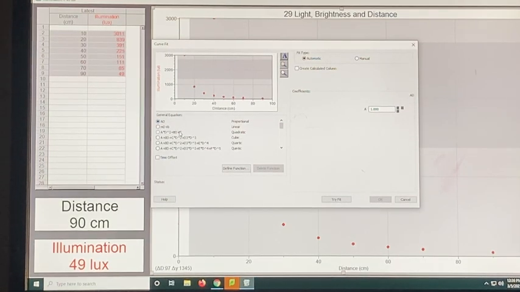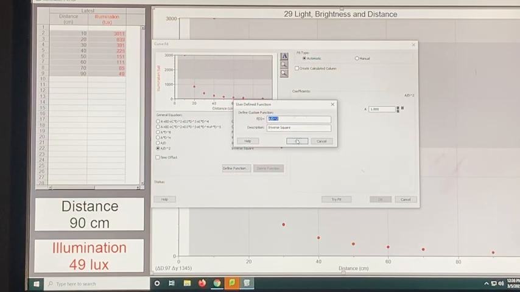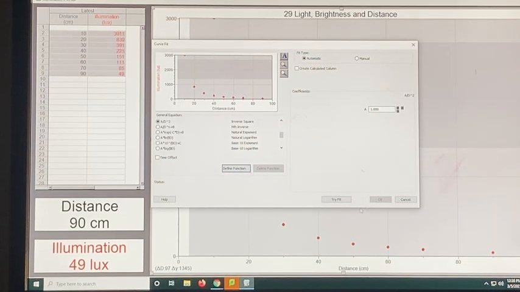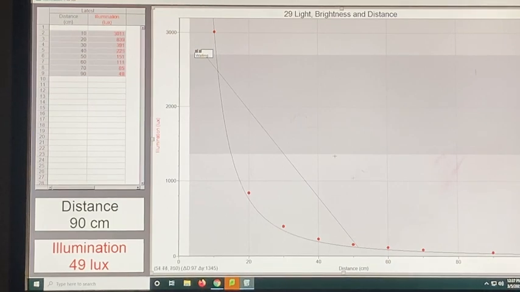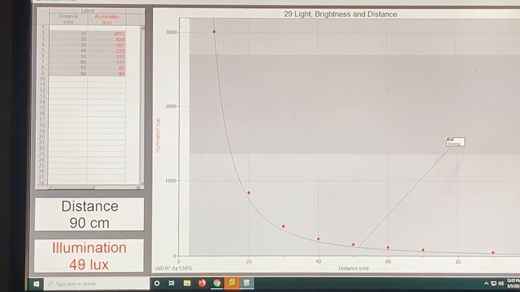What we might see is this. I'm going to try an inverse square, and there's our fit. You can see it fits extremely well. So there's our curve, there's our data. You can see how the light with an inverse square is a fit.